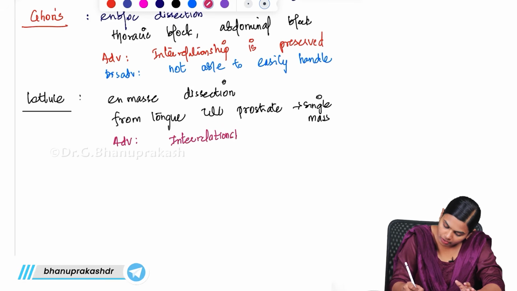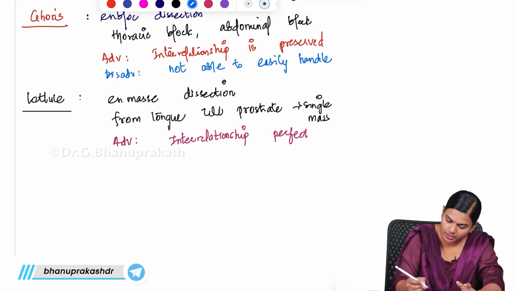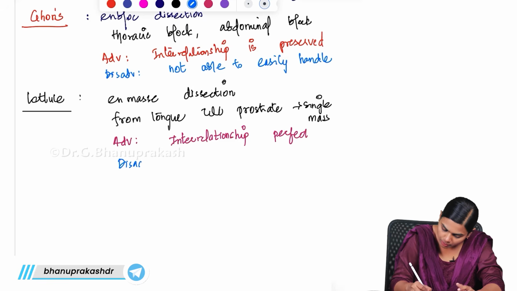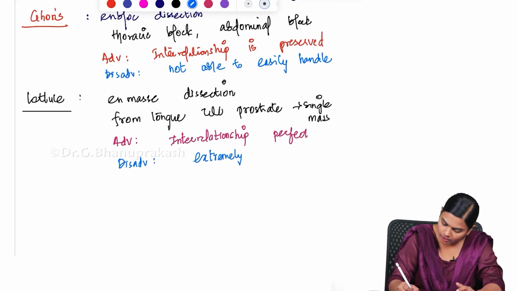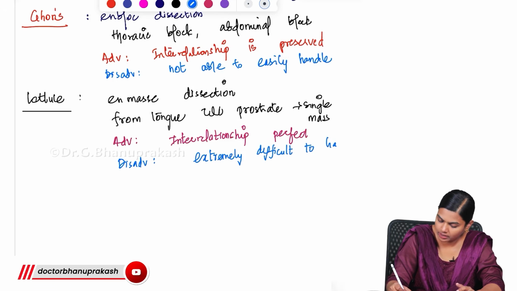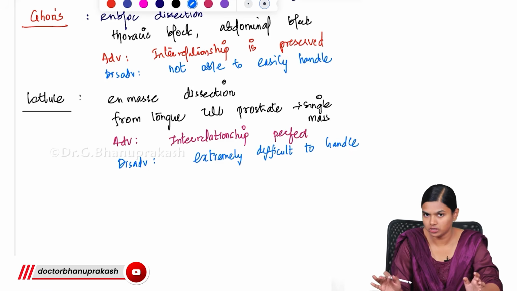Interrelationship would be perfect. But the disadvantage, the same thing, it is extremely difficult to handle. This is the main disadvantage in this Letulle's technique.